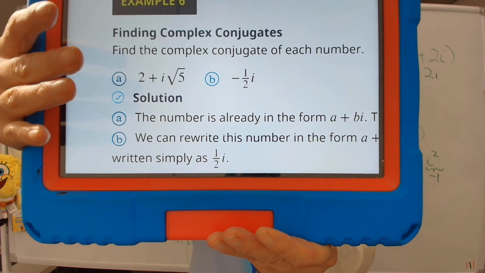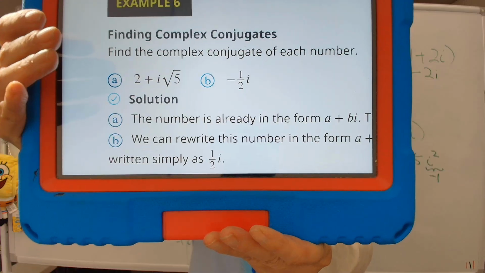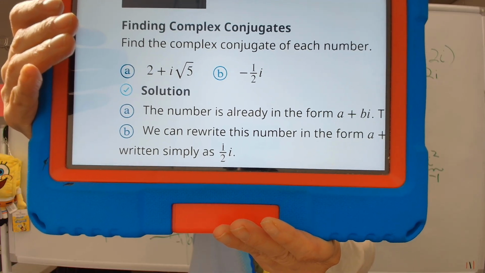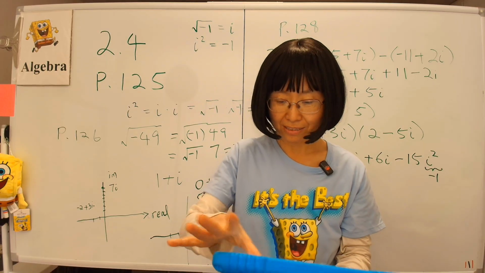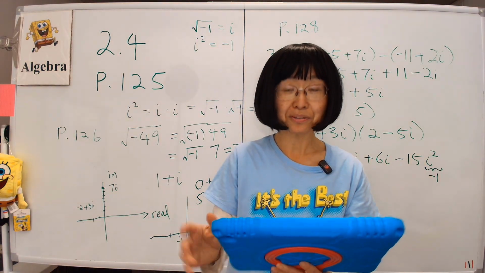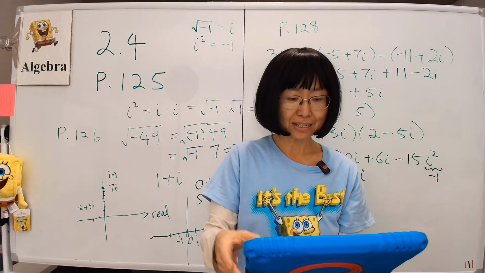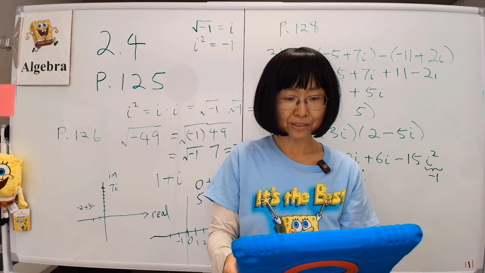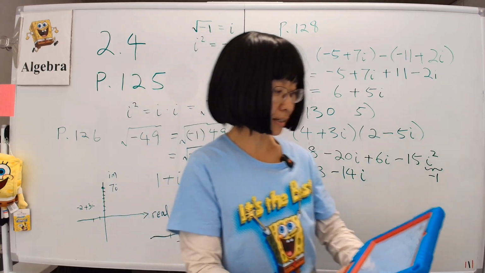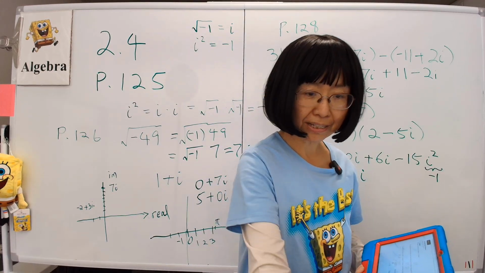And then part B is what's the conjugate of negative 1/2 i? Well, switch the sign in front of i. The conjugate is positive 1/2 i. That's it. It's a very quick answer. So please do example 6, and then we are going to do example 7. So I want to clean off the board.